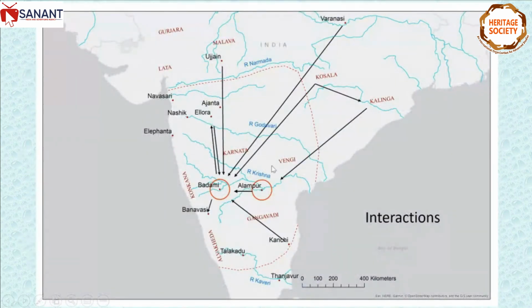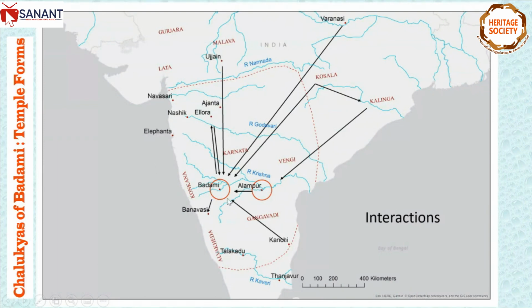Now, this map should show you the way in which the interactions are taking place here. This is Badami, this is the Malaprabha river you are seeing. This is Badami, and this is Alampur, which I mentioned just now. But now, in this region, you will notice that influences are coming from outside and sometimes going from here too.